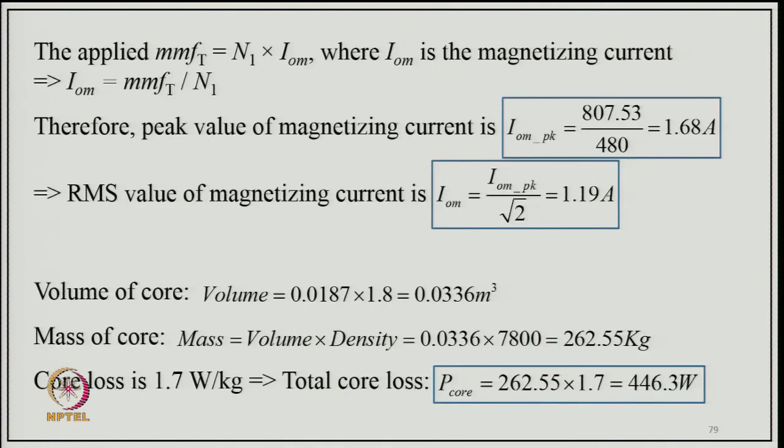So, the applied total MMF is N1 into Im, where Im is the magnetizing current. So, Im is MMF upon N1, therefore the peak magnetizing current is Im equal to 807.53 divided by 480, that is 1.68 ampere, and the RMS value of magnetizing current will be Im equal to Im peak divided by root 2, that is 1.19 ampere. And the volume of the core is 0.0187 into 1.8, that is 0.0336 meter cube.